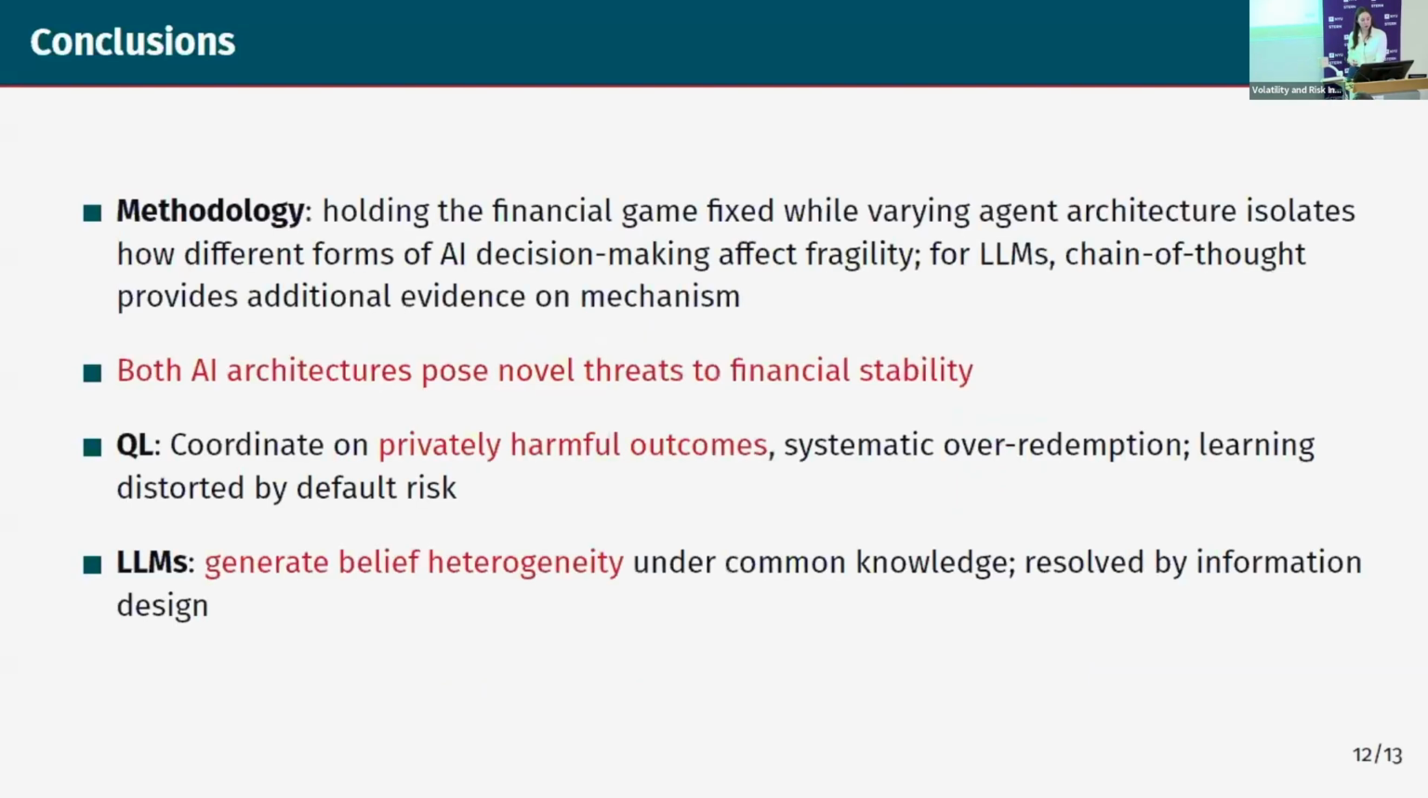So to conclude, it's a fairly simple paper, but we really did find the behavior of these agents and the biases and the issues fascinating. We argue that both AI architectures pose novel threats to financial stability. We find that Q learning agents coordinate on privately harmful outcomes and systematic over-redemption. Their learning is distorted by default risk. LLMs generate belief heterogeneity under common knowledge, but this gets resolved by information design.